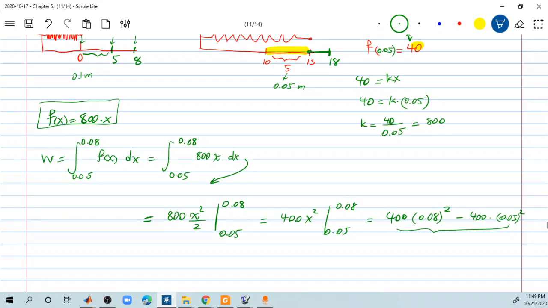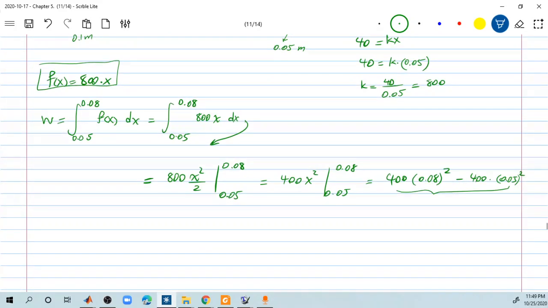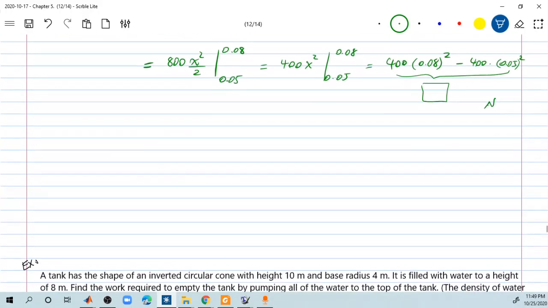So this would be the work done for stretching this spring from 15 centimeter to 18 centimeter. And the result should be in Newton. Whatever you get here, the unit should be Newton.